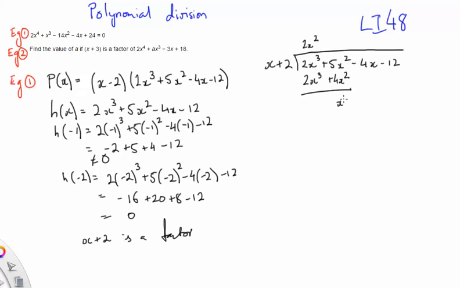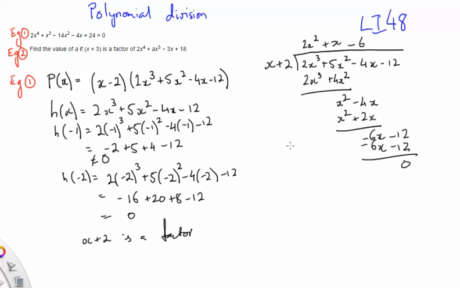Subtract these off, you get x squared, bring down the 4x, plus x. Then you get x squared plus 2x. Subtract those off, minus 6x minus 12, minus 6 times x plus 2, minus 6x minus 12. Beautiful, that gives you 0.